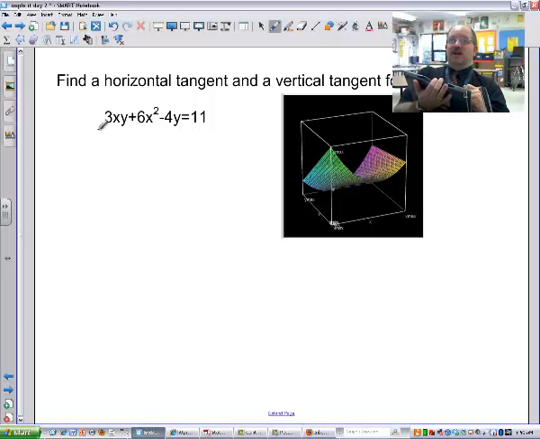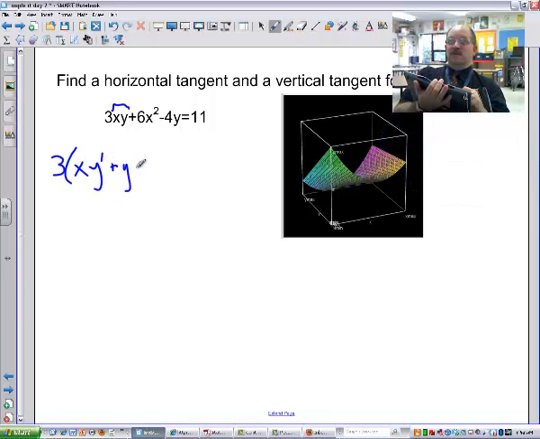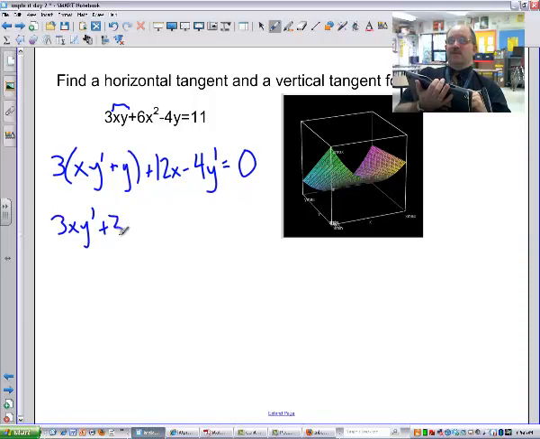If I'm taking the derivative of 3xy, I would put the 3 aside. I don't know if I've mentioned this before, but the derivative of xy is always xy prime plus y. If I get the 3 out of the way, then I can just distribute it back in. The derivative of 6x squared is 12x, the derivative of 4y is 4y prime, and the derivative of 11 is 0. So now 3xy prime plus 3y plus 12x minus 4y prime equals 0.